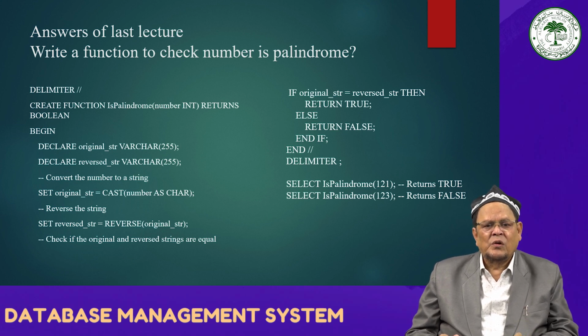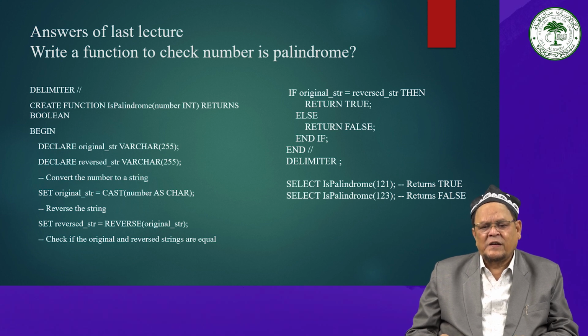When you want to see whether the number is a palindrome, how do you invoke it? SELECT is_palindrome(121). When you run it, the value will be true. SELECT is_palindrome(123) returns false. In this way, we are able to find whether the number is a palindrome or not.